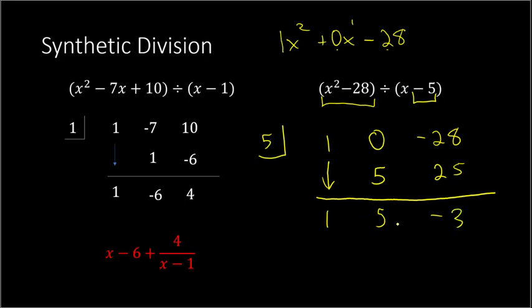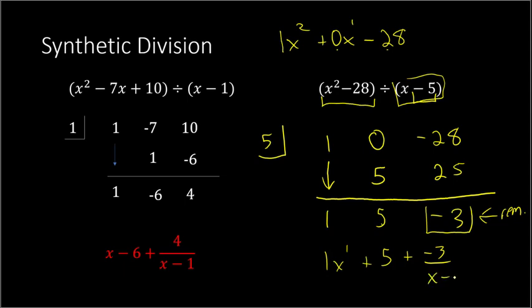So we have everything that we need to now fill in the variable parts. We started with x squared, which means the 1 goes with x to the first power. This 5 is going to be your constant, and this -3 over here is your remainder. So we write that as a fraction, so plus -3 over, and we divide by this x minus 5, your divisor. So your final answer is x plus 5. You don't need to write the coefficient or the exponent. So x plus 5 plus -3 over x minus 5.